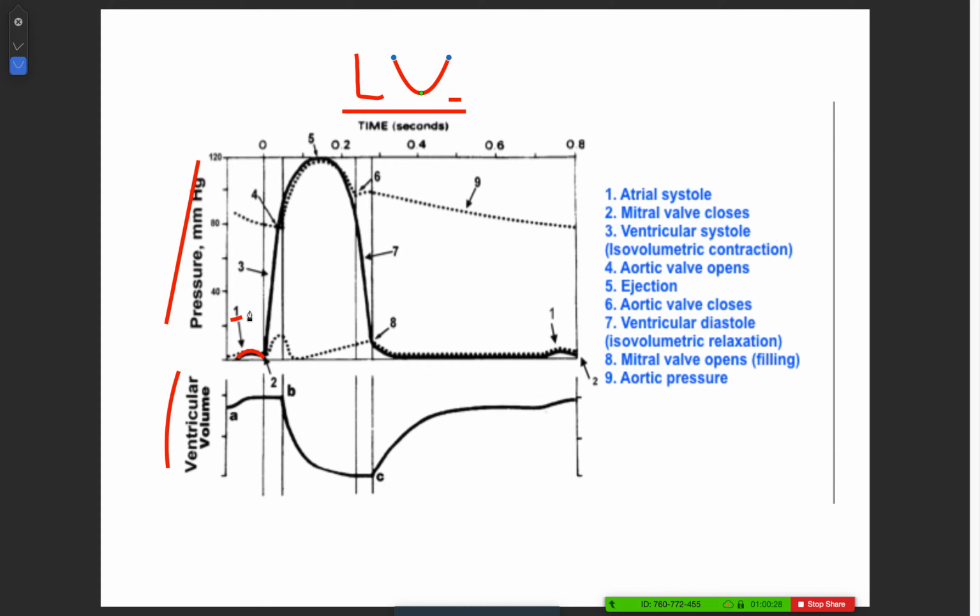At this number 1, you can see that there is a brief increase in the pressure. You see this little increase, a bump like this? So what is responsible for that, right? This is during diastole. The ventricular muscle hasn't started contracting yet. Why do we have that little increase in pressure?